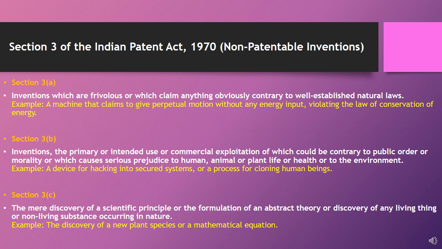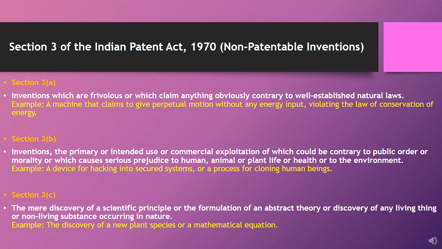Next is Section number 3 of the Indian Patent Act 1970, which lists things that cannot be patented. First one is Section number 3, subsection A. What it covers? The inventions that are frivolous, silly, or go against well-known natural laws. For example, a machine that claims it can run forever without any energy. This breaks the law of conservation of energy.